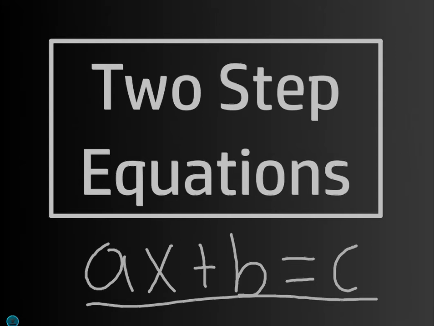So the first form is going to look like this: ax plus b equals c. What that means is you'll have a coefficient, then you'll have x, then you'll have another constant number being added or subtracted, and then another constant number on the end.